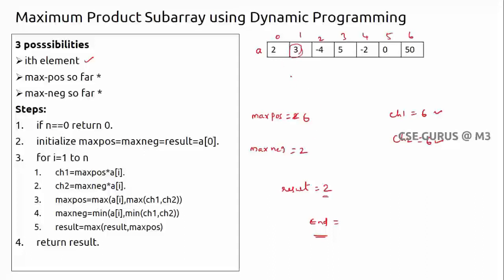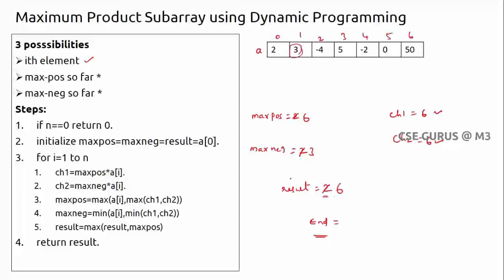That means this is the maximum positive you will get so far. Now what is the maximum negative? That is the minimum of these 3 choices: choice 1, choice 2 and the current element. What is the minimum value? 3, right? So I'll write 3 here. Now the result is the maximum product till now. What is the maximum product in our view? 2 into 3, which is 6. You can see max of result comma max positive: the result is 2, maximum positive is 6, so the maximum of 2 comma 6.